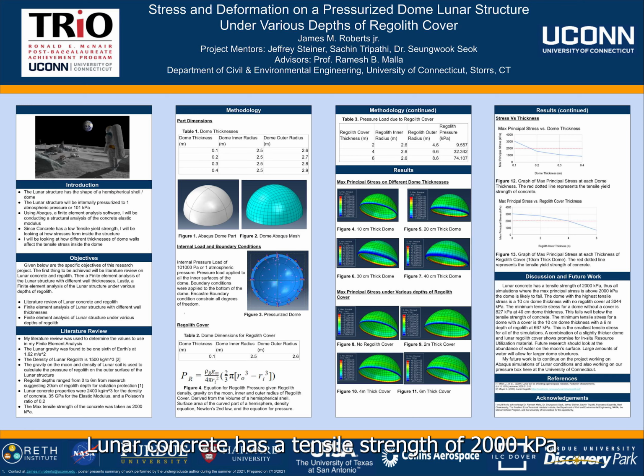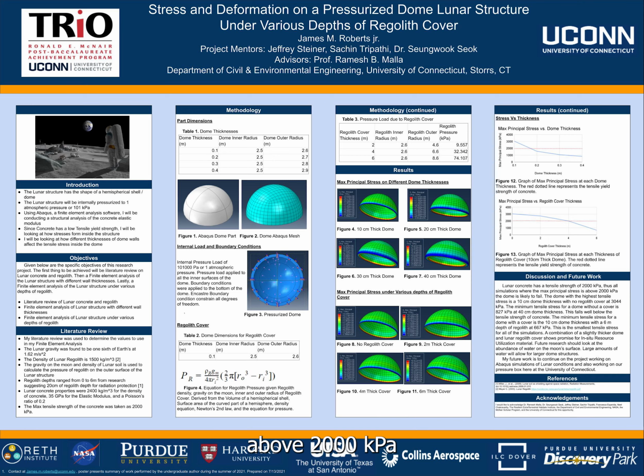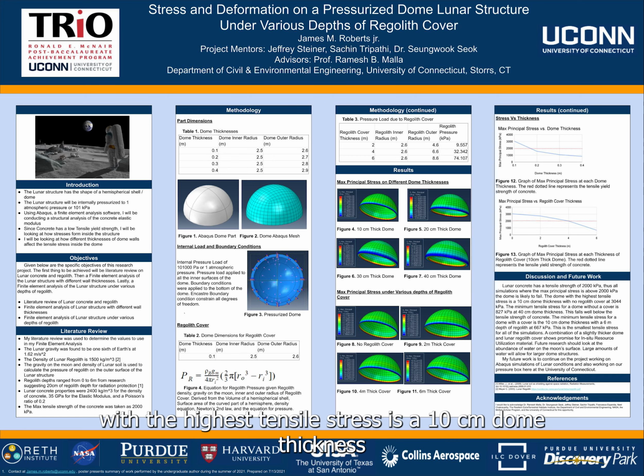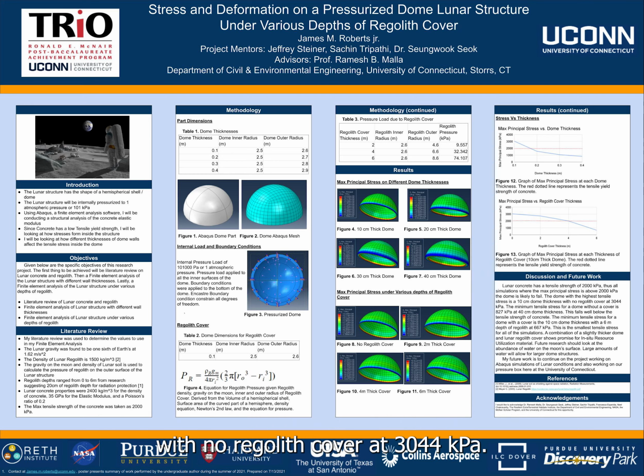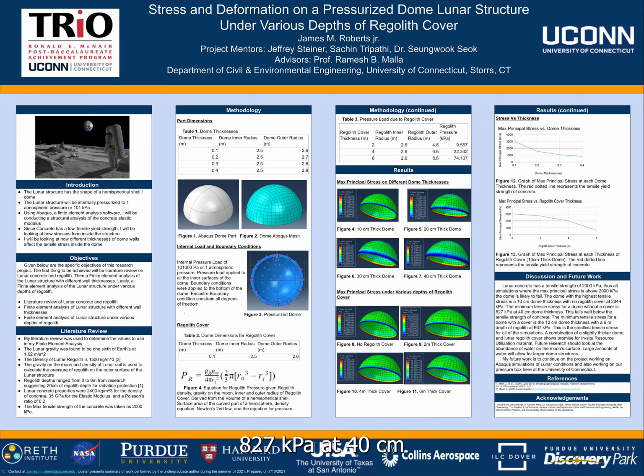Lunar concrete has a tensile strength of 2,000 kilopascals. Thus, in all simulations where the max principal stress is above 2,000 kilopascals, the dome is likely to fail. The dome with the highest tensile stress is a 10 centimeter dome thickness with no regolith cover at 3,044 kilopascals. The minimum tensile stress for a dome without cover is 827 kilopascals at 40 centimeters dome thickness. This falls well below the tensile strength of concrete.